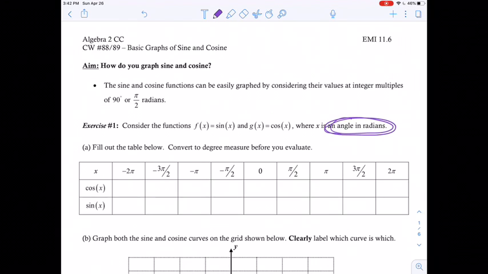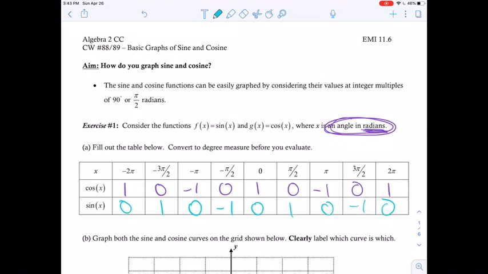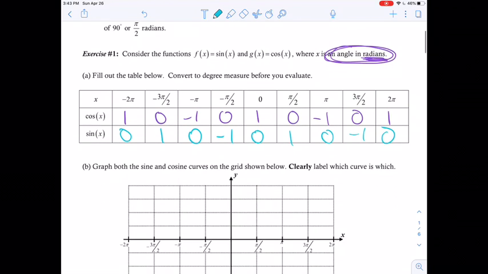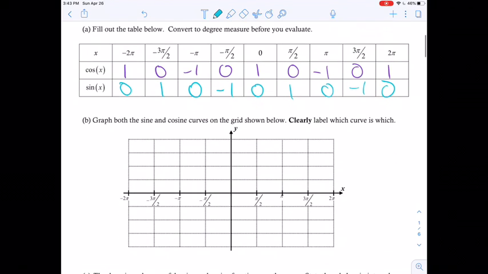We're going to fill out this table of values, but since our measurements are in radians, I need you to go to mode on your calculator and change your mode to radians, and then plug in all of these values. So pause the video, convert them all, and then click play. Hopefully you got the same answers as I did, and you start to notice a little pattern here. Graph both the sine and cosine curves on the grid shown below. Clearly label which curve is which.